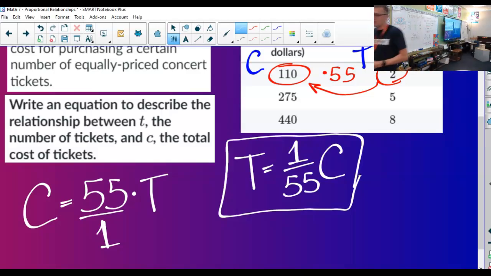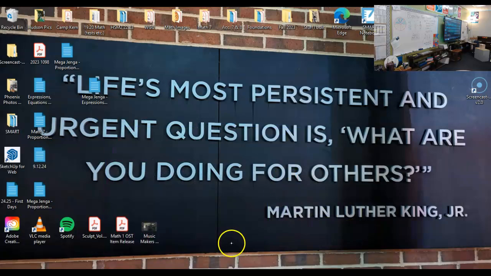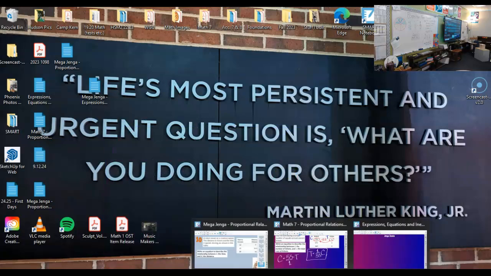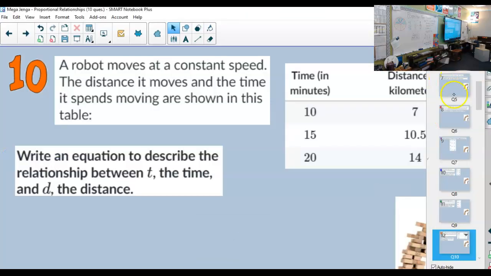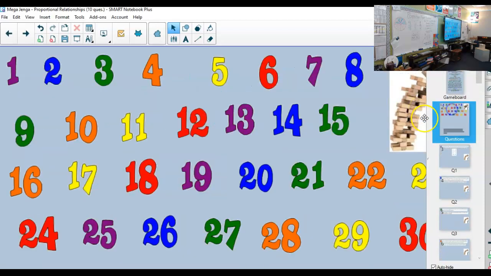All right, you guys ready to Jenga? Yeah! Just keep out that graph paper. Keep out that graph paper. Oh, hey, look, there's question 10 real quick. There are only 10 questions because I knew that we would not have very much time.